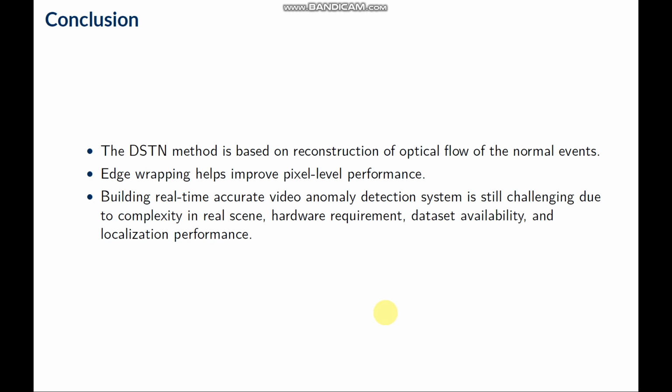So the conclusion is that the DSTN method is based on reconstruction of the optical flow of normal events, and the edge wrapping helps improve pixel level performance. And the last one: building a real-time accurate video anomaly detection system is still challenging due to complexity in real scenes, hardware requirements, dataset availability, and localization performance.